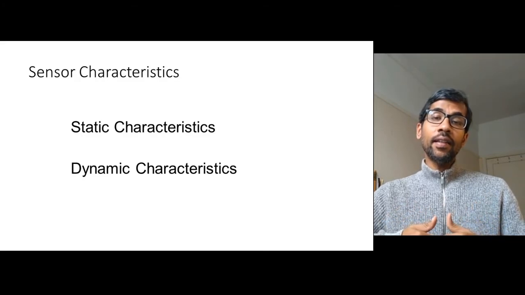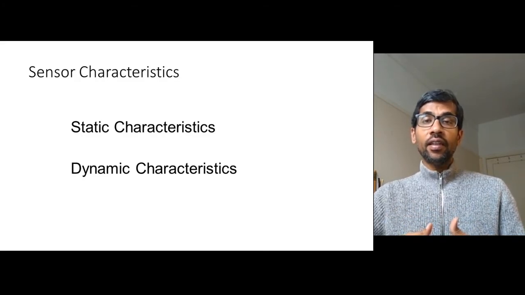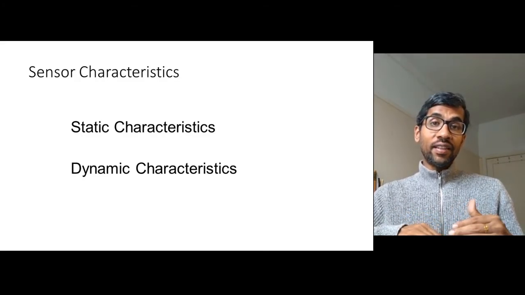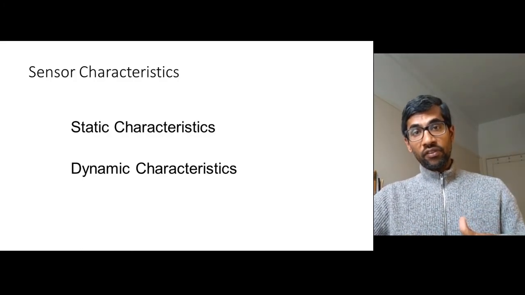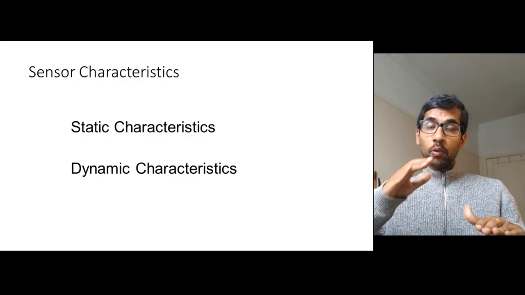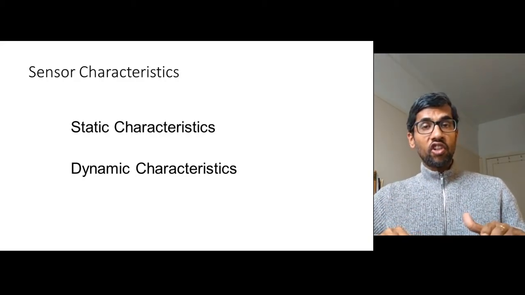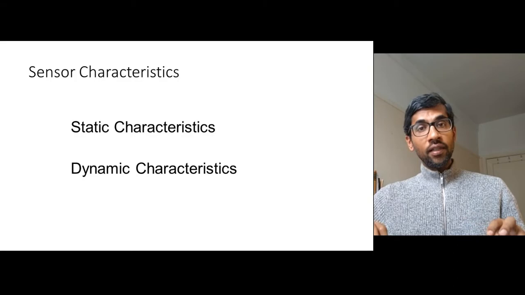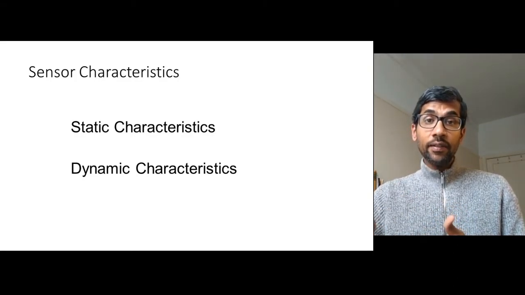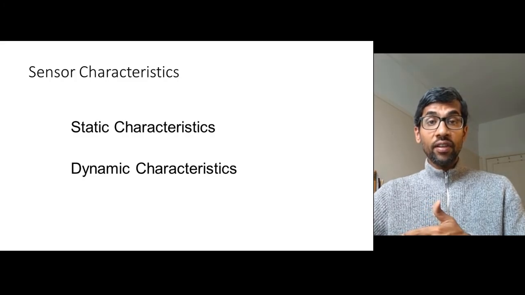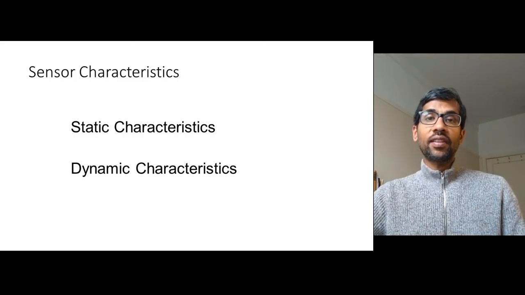On the other hand, the dynamic characteristic is what measures the transient behavior of the sensor. So if we change the input suddenly, how does the output change? Does it change at the same speed as the input? Does it have a certain delay associated with it before the output changes? Things of that kind. That's what we're going to study in dynamic characteristics.